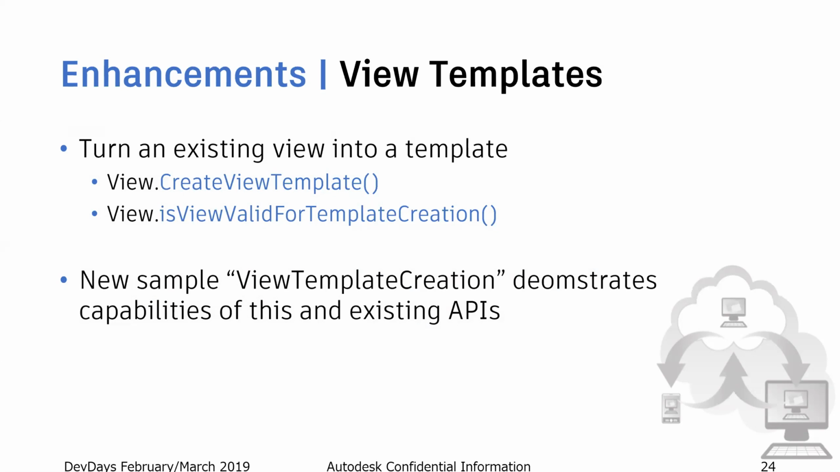and identifying whether a specific view is valid for template creation. The rest of the APIs were already available, but what we've done is we've created a new sample to help you find them. That new sample is called View Template Creation and demonstrates the capabilities of the new APIs and the existing APIs.